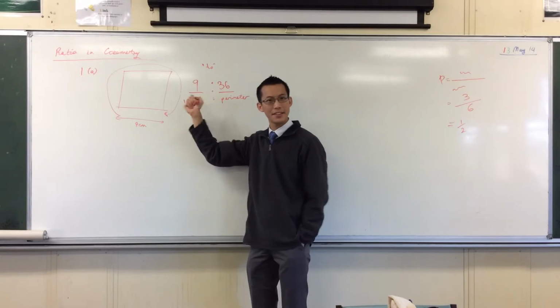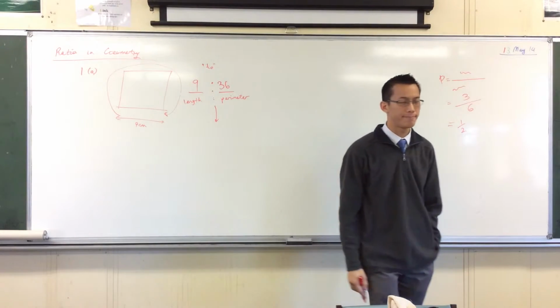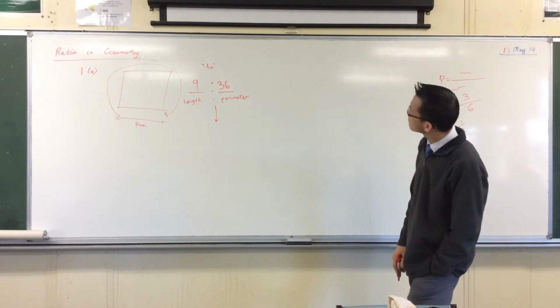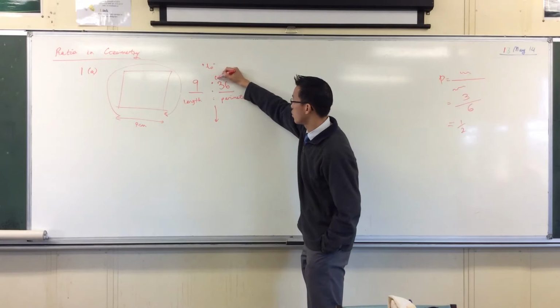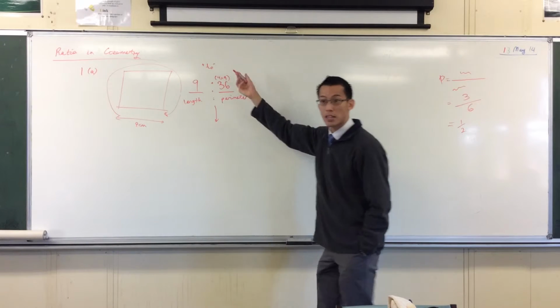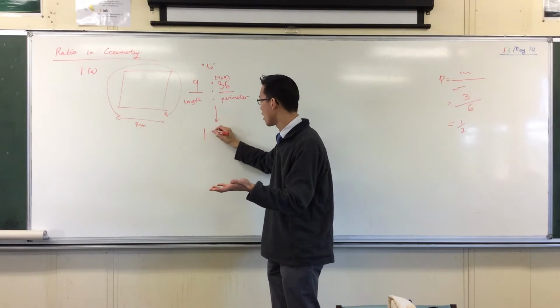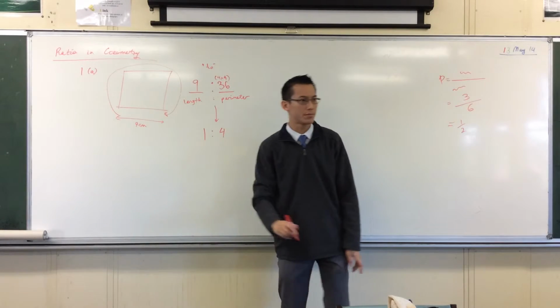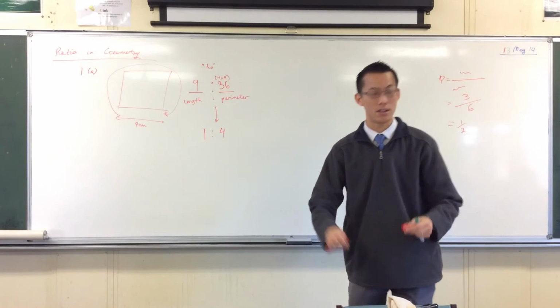You can do exactly the same thing here. Okay. What's the common factor I can take out? 9. It's 9, isn't it? And you can sort of see that because we got 36 by saying 4 times 9. So it's not 1 over 4, that's a fraction. It's 1 to 4. Yeah, it's 1 to 4.